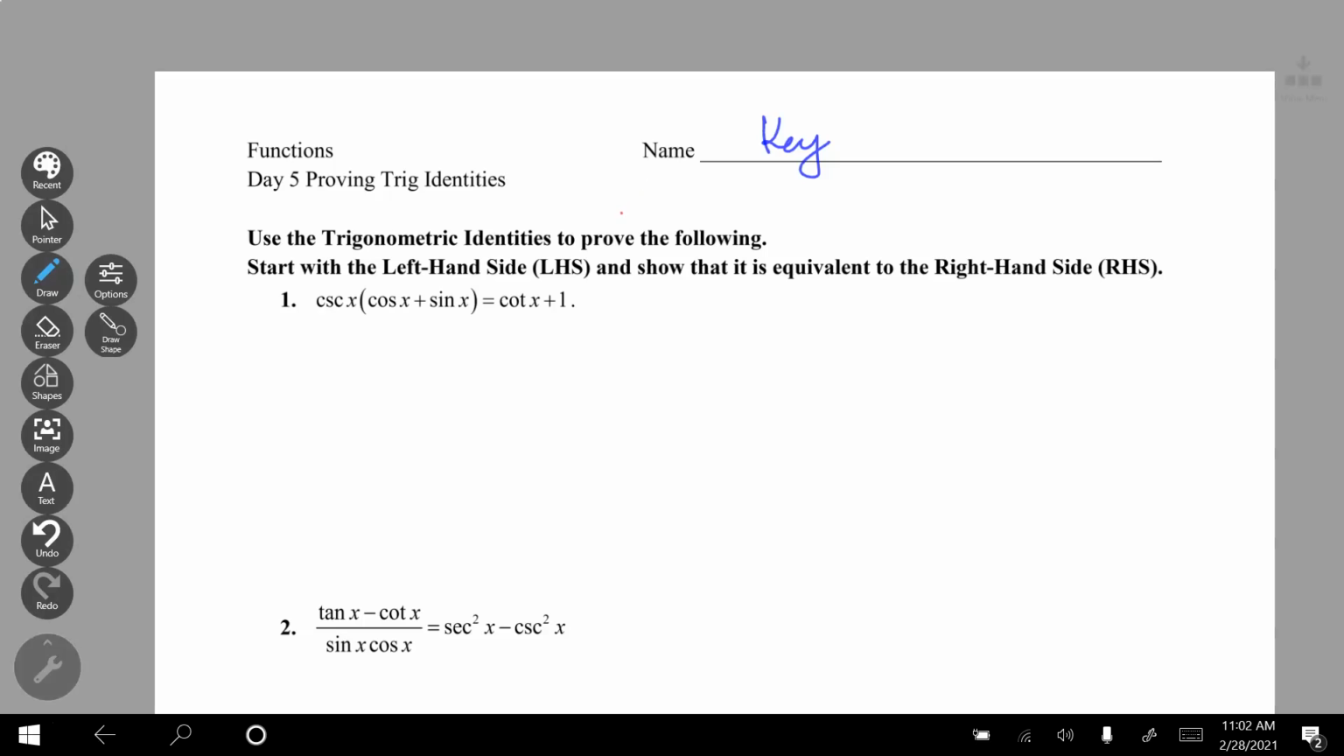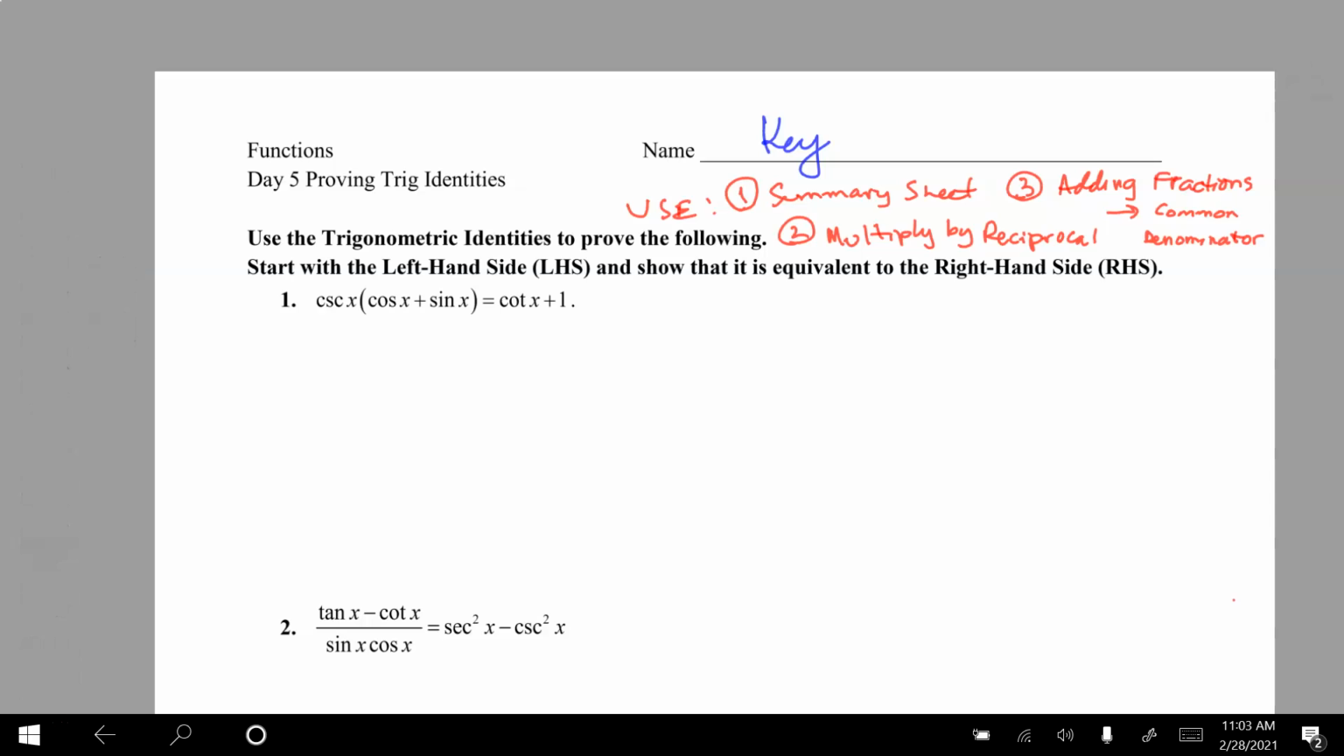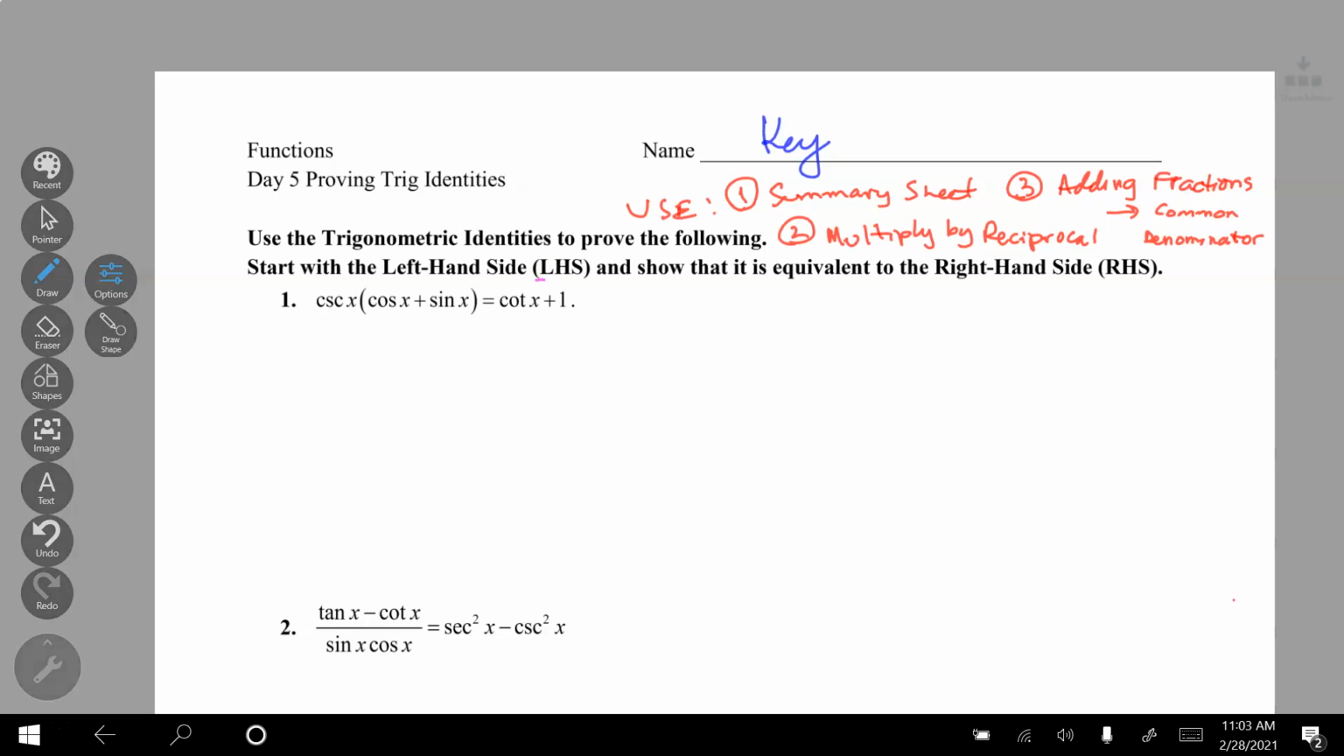So the idea is that we'll use that summary sheet and all those substitutions that we had, multiplying by reciprocals instead of dividing by something, and adding fractions need to have a common denominator when we do that. And our method is always going to be this. We're always going to start with the left-hand side, and we're going to prove it to the right-hand side. So right now, this is our left-hand side, and we'll try to prove that we're getting this right-hand side.